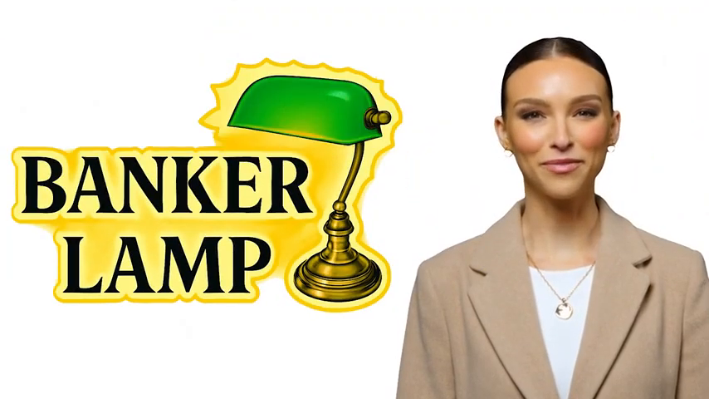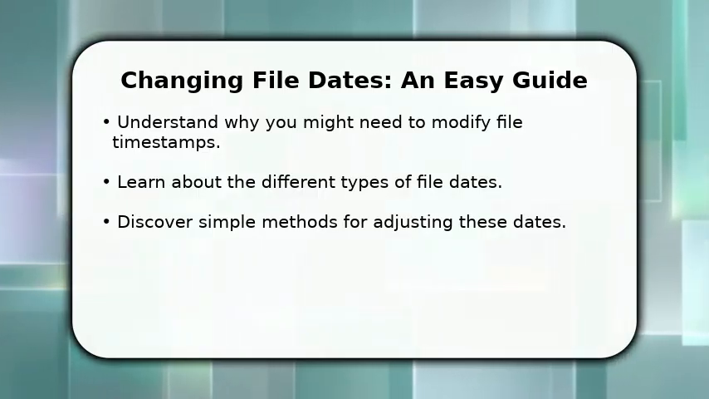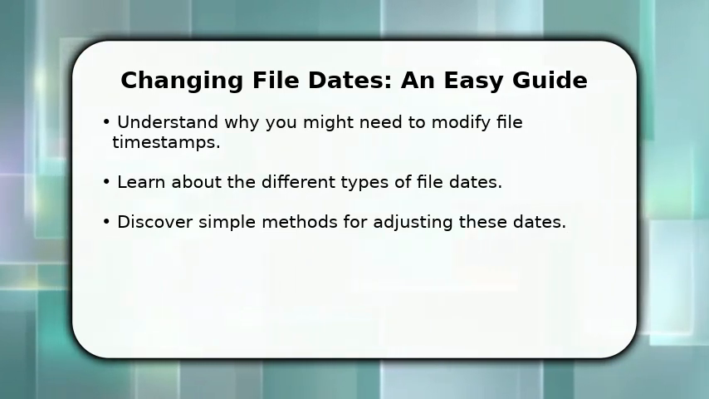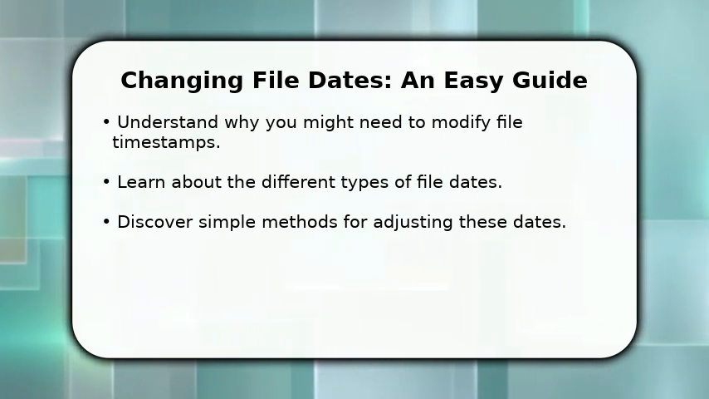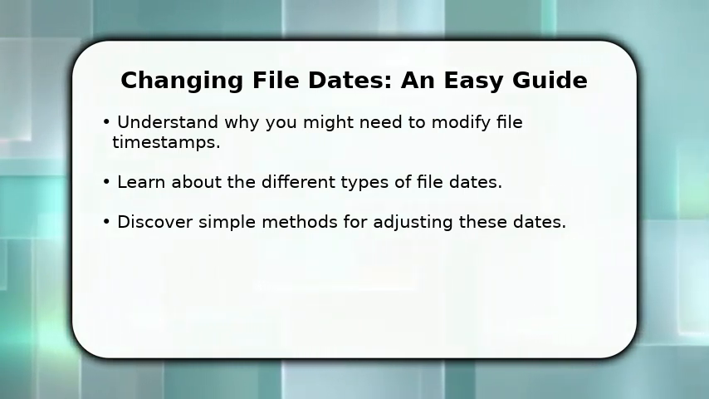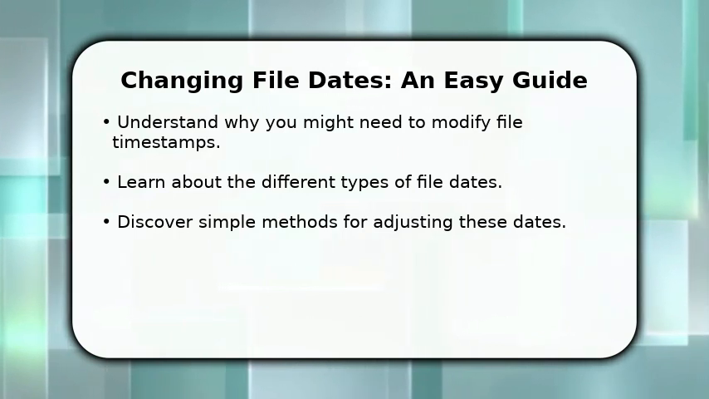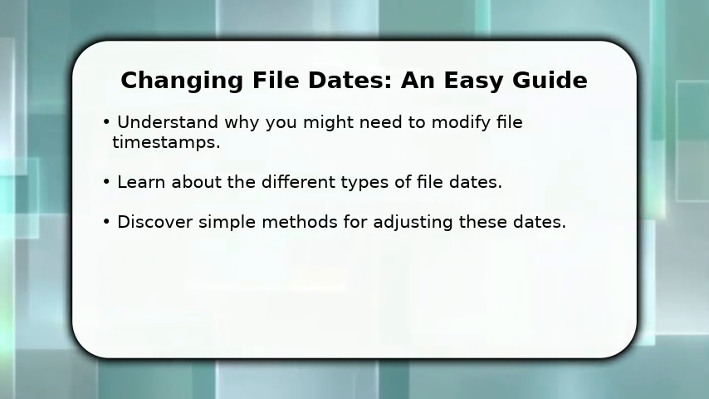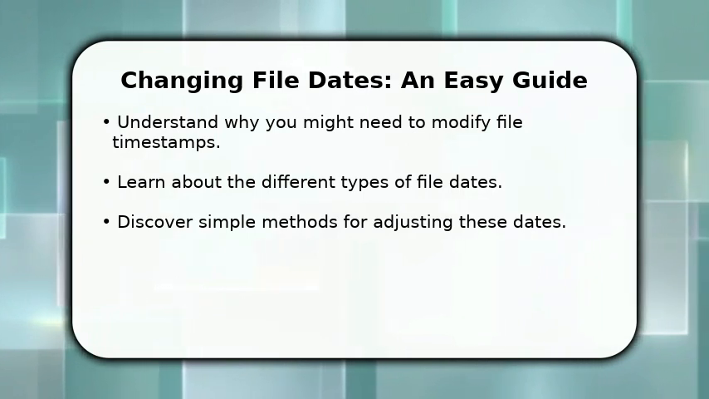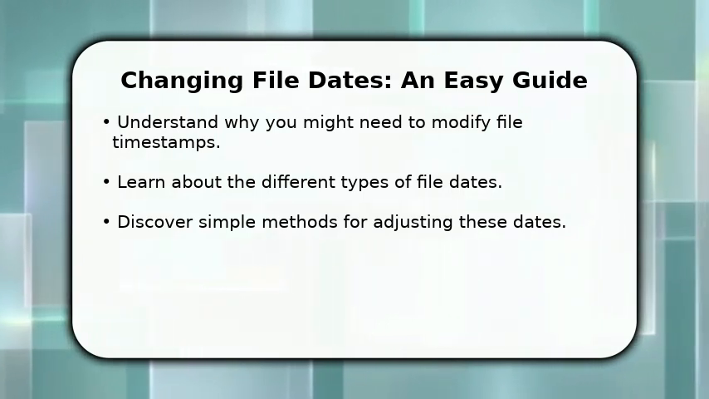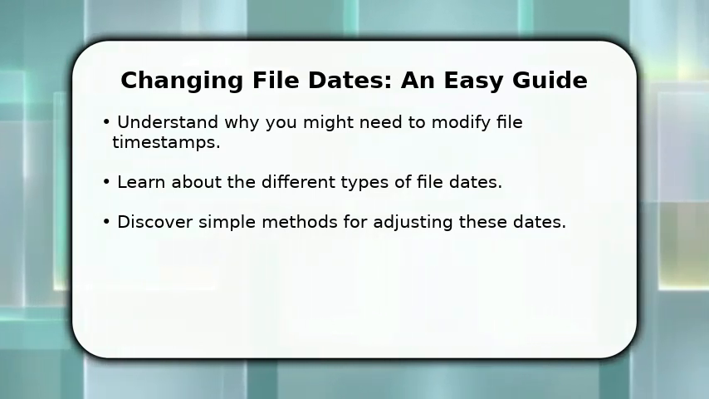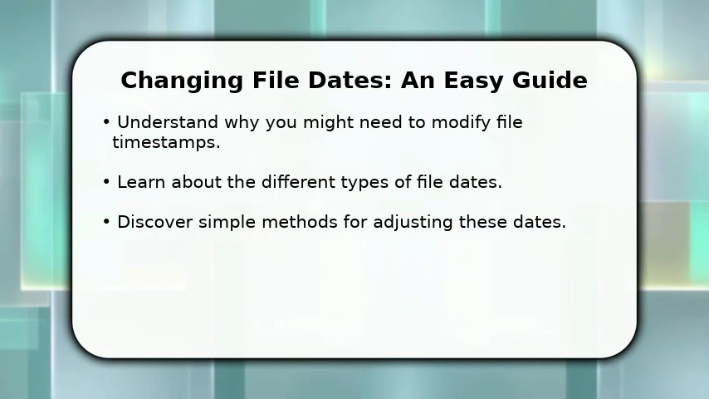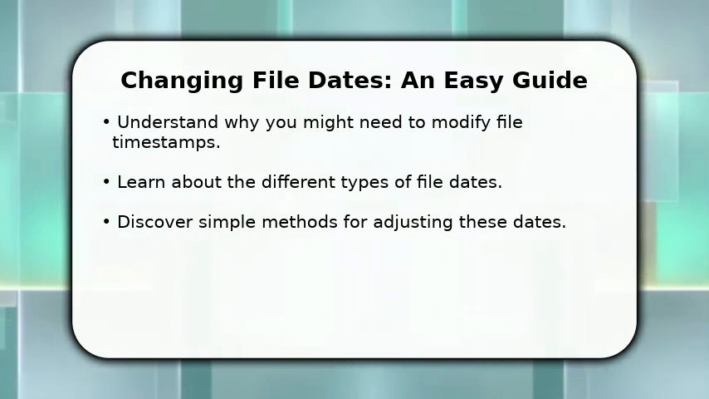Please enjoy the video. In this video, I will show how to change file creation date. We'll explore the reasons you might want to adjust a file's timestamp, such as for organization or specific project requirements. Files typically have three main dates: creation, modification, and access. We'll focus on how to easily modify these, ensuring your files reflect the exact timeline you need. This guide will provide straightforward steps, making the process clear and manageable for everyone.